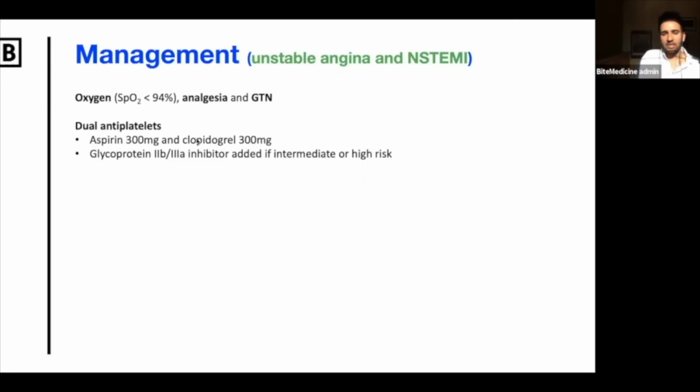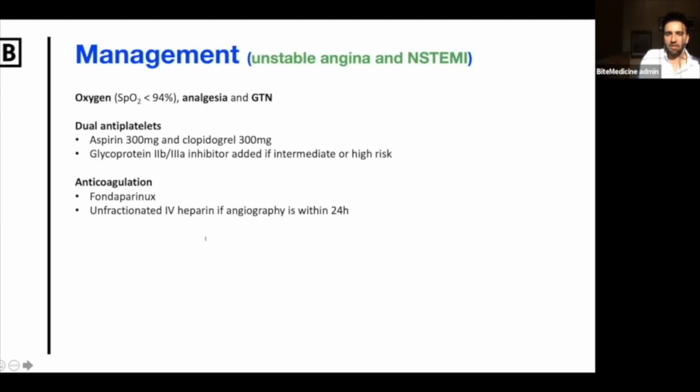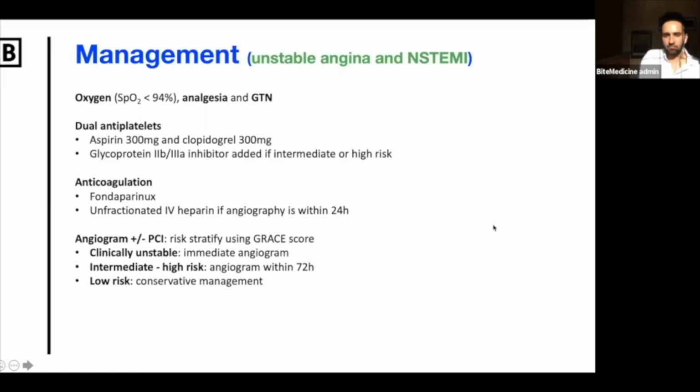Good. So these all have a similar end outcome, which is they're antiplatelets, but work via slightly different mechanisms. If they're intermediate or high risk, which I will talk about next, then we add on this as well. Similarly, we're going to give fondaparinux rather than just low molecular weight heparin this time round, and then unfractionated IV heparin if you're planning to do an angiogram within 24 hours.